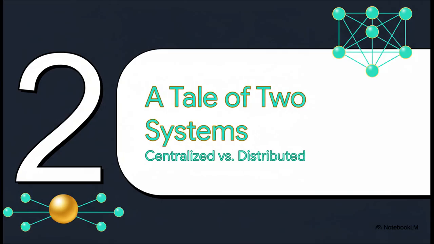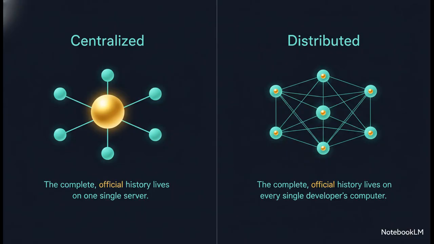So these problems, safe experiments, finding bugs, merging your own stuff, led the software world to come up with some real solutions. And two very, very different ways of thinking emerged: the centralized approach and the distributed approach. At the highest level, the difference really comes down to one simple question. Where does the complete official history of the project actually live? Does it live on one single central server somewhere out there? Or does a copy of it live on every single developer's computer?